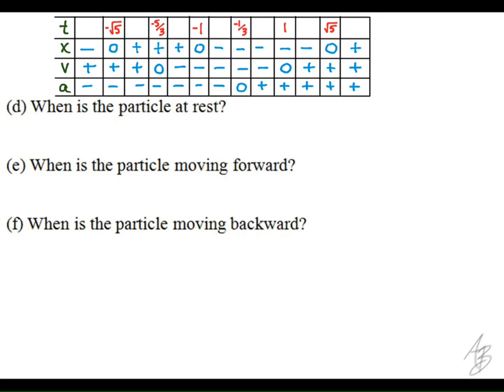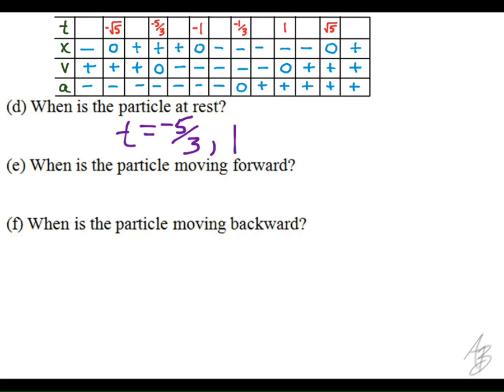Next question, when is the particle at rest? The particle is at rest when the velocity equals 0, so it's going to be at rest here and here, when the velocity equals 0, so at t equals negative 5/3 and when t equals 1.